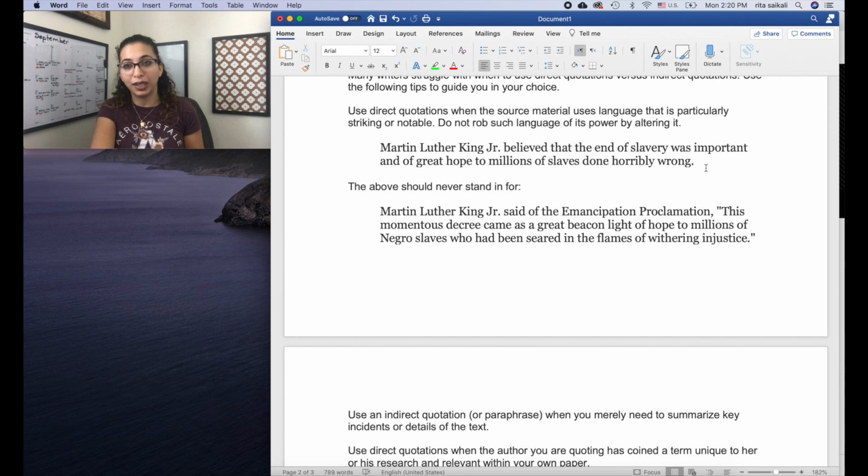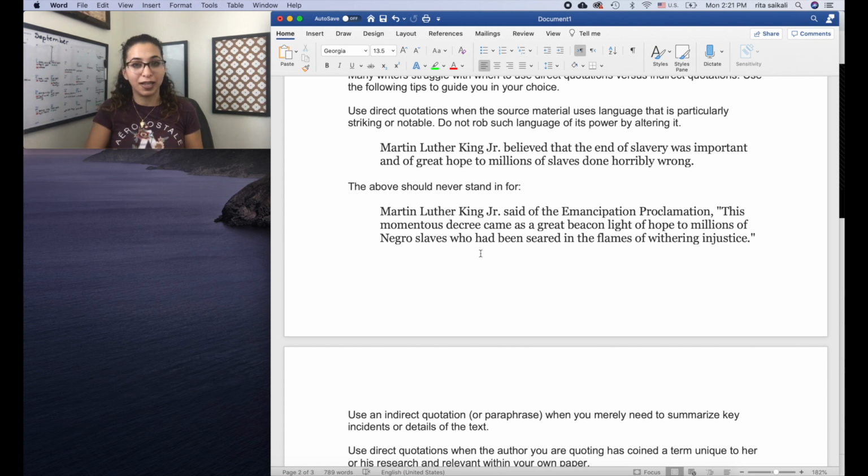So this is what Dr. King actually said. Martin Luther King Jr. said of the Emancipation Proclamation, which is, by the way, a document that freed the slaves in the United States. It gave them their freedom. "This momentous decree came as a great beacon of light, of hope, to millions of Negro slaves who had been seared in the flames of withering injustice."